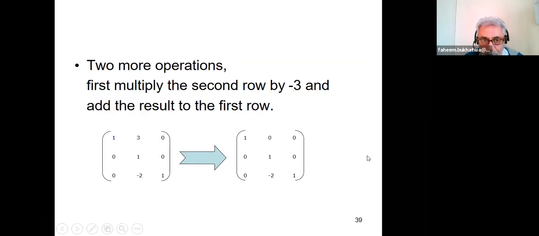Now, 2 more operations. First, multiply the second row by -3 and add it to the top one. So we are really pivoting, concentrating on this number here, on the second row. Now we want to turn this into a 0. -3 times 0 is 0, added to 1 doesn't change. But -3 times 1 is -3, added to 3 turns it into a 0. We finished with that. Now we do the same with the bottom row.